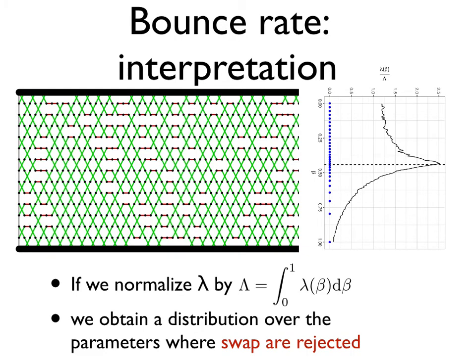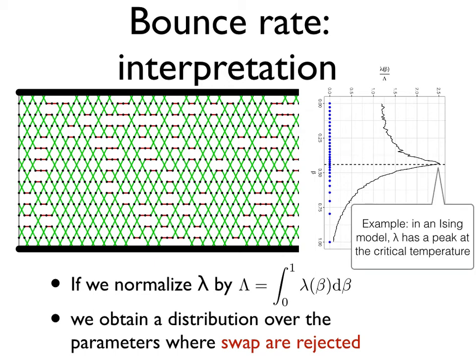So an interpretation for the bounce rate is that, if we normalize it, it gives the distribution of where the rejections occur. So to formalize this idea, let's normalize this intensity lambda by its integral from 0 to 1. This is going to be called capital Lambda. And by normalizing over this quantity, we get a distribution over the annealing parameter where swaps are rejected. So here's an example in an Ising model, and we see that lambda has a peak at the critical temperature of the limiting Ising model.